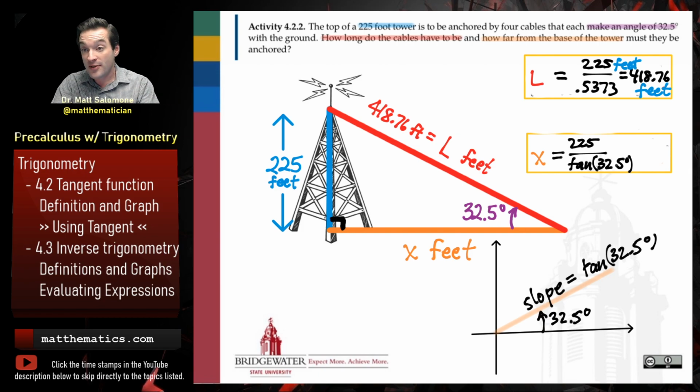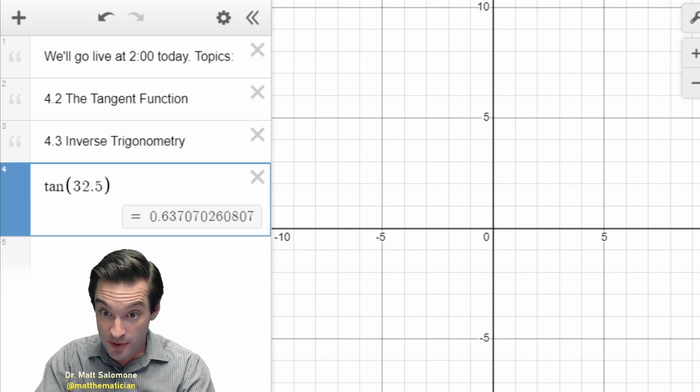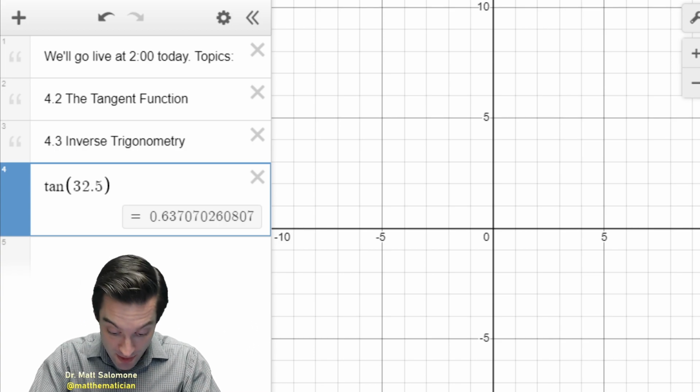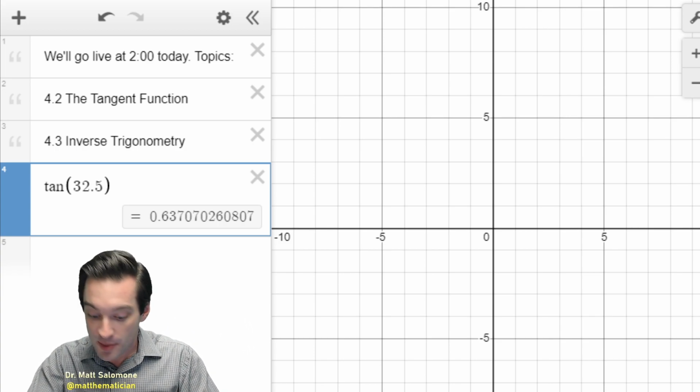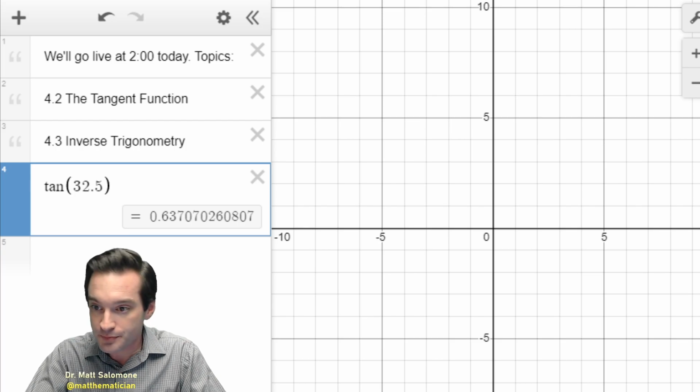And so we expect that this tangent is going to be a positive number because that line that I've drawn here has a positive slope. And sure enough, when I ask a calculator what is the tangent of 32.5 degrees, remembering that we have to be in degrees mode for this, I get the positive number that's approximately 0.637. And so that'll be the denominator, 0.637.